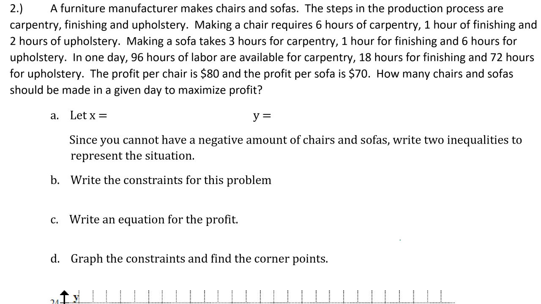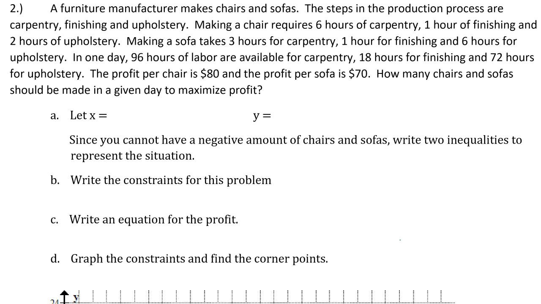A furniture manufacturer manufactures chairs and sofas. The steps in the production process are carpentry, finishing, and upholstery. Making a chair requires 6 hours of carpentry, 1 hour of finishing, and 2 hours of upholstery. Making a sofa takes 3 hours for carpentry, 1 hour for finishing, and 6 hours for upholstery.